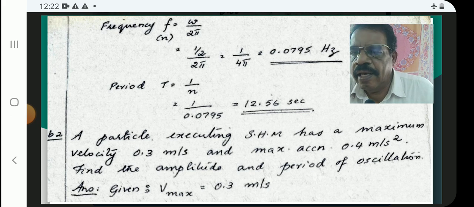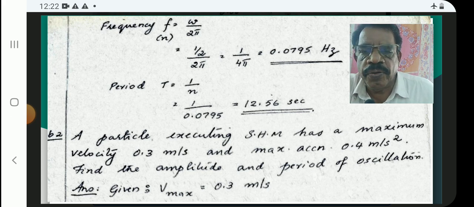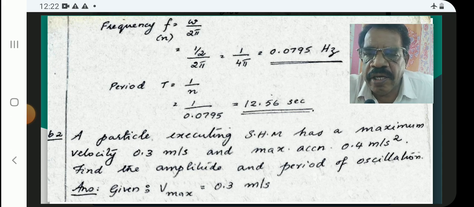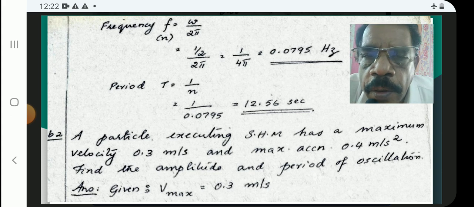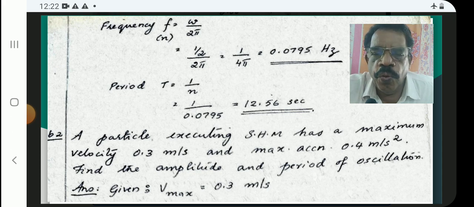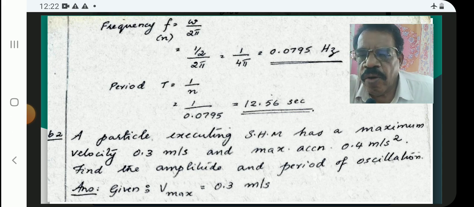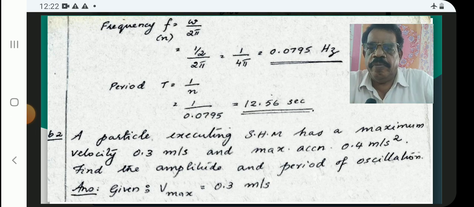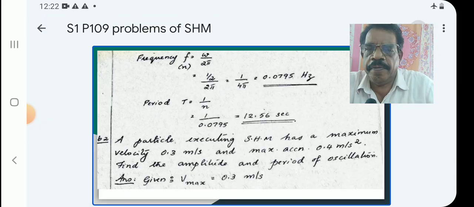Next problem: a particle executing SHM, a similar problem. A particle executing SHM has a maximum velocity 0.3 meter per second and a maximum acceleration 0.4 meter per second square. Find the amplitude and period of oscillation. Given V max is 0.3 meter per second.